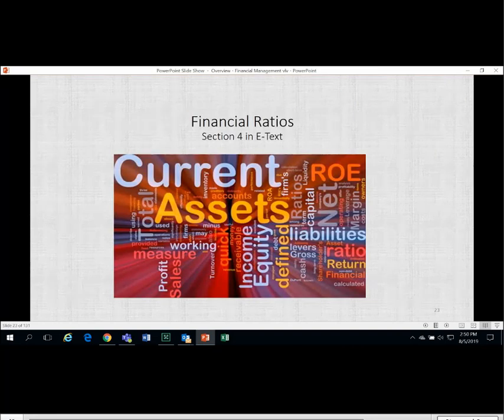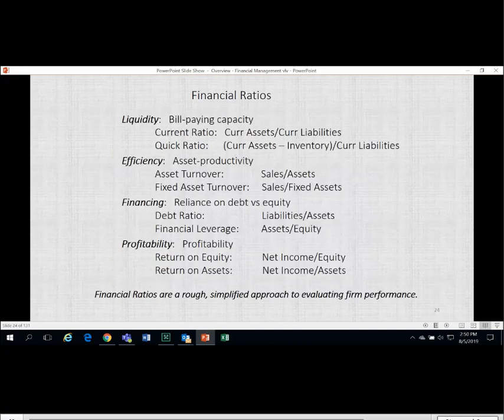Next, let's look at financial ratios, which is section 4 in the e-text. There are 4 general categories of financial ratios: liquidity, efficiency, financing, and profitability. Liquidity basically is measuring the bill-paying capacity of the corporation. They're going to have enough funds on hand to meet all their bills.